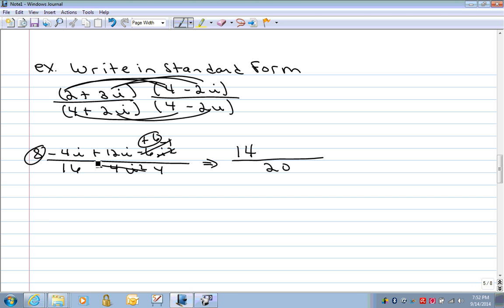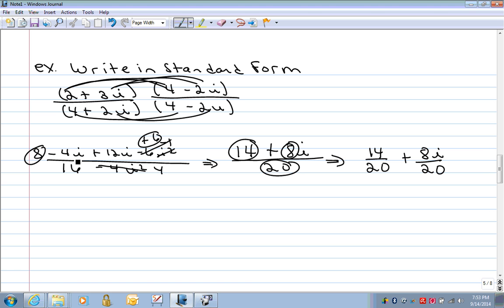And then we have a negative 4i and a positive 12i. And so together we will have a positive 8i. Now, we need to be really careful here. Notice that 14, 8, and 20 can all be divisible by 2, so we can reduce them all by 2. I actually want us to write them separate. I want us to write it as 14 over 20 plus 8i over 20.